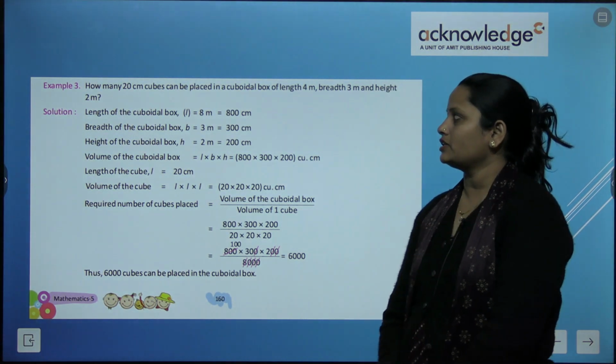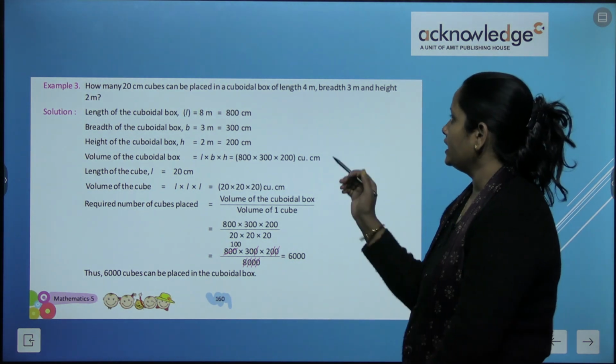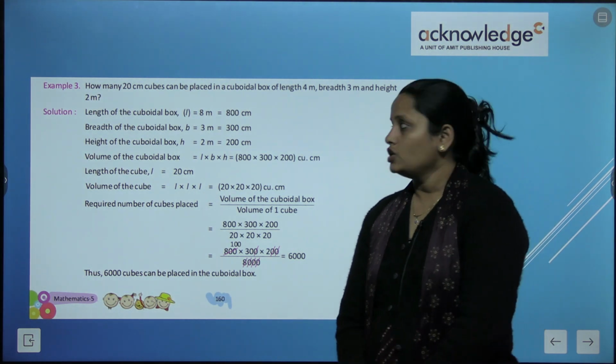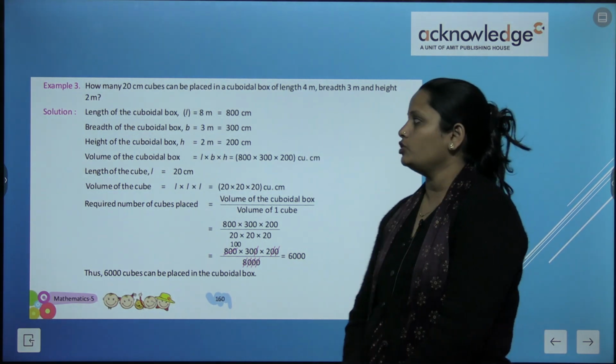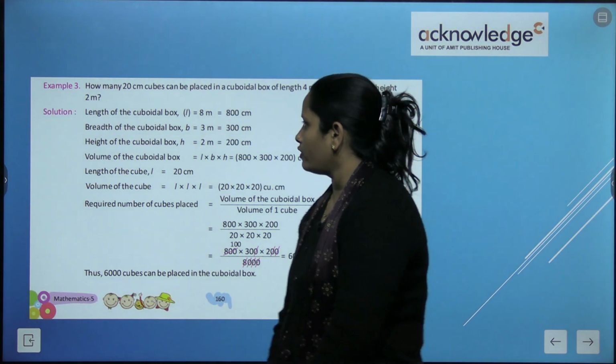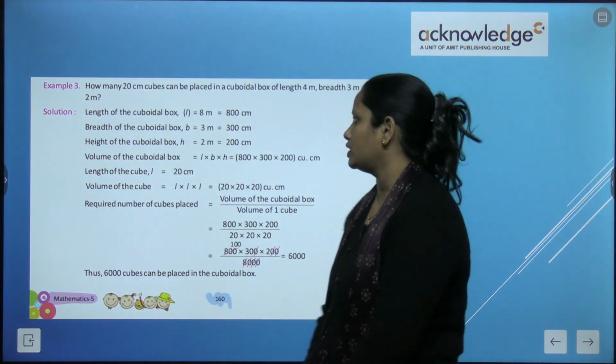तो 20 centimeter के कितने cubes एक cubical box में रख सकते हैं जिसकी लेंथ ब्रेथ और हाइट दी गई है. सो पहले हम क्या करेंगे? इस क्यूबिकल बॉक्स की हम वॉल्यूम को फाइंड आउट करेंगे. सो फॉर फाइंडिंग द वॉल्यूम हमें क्या करना पड़ेगा? क्योंकि ये सेंटीमीटर में हैं तो हम इसे भी मीटर में कन्वर्ट करेंगे.